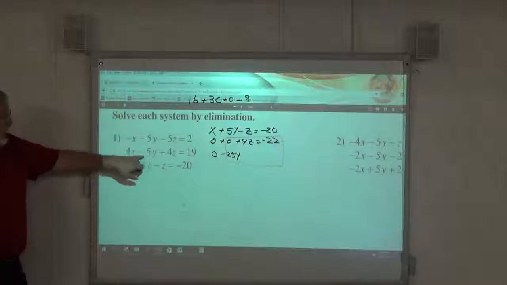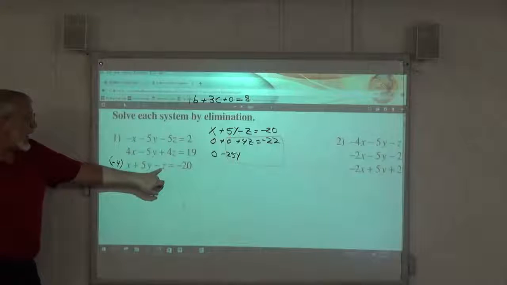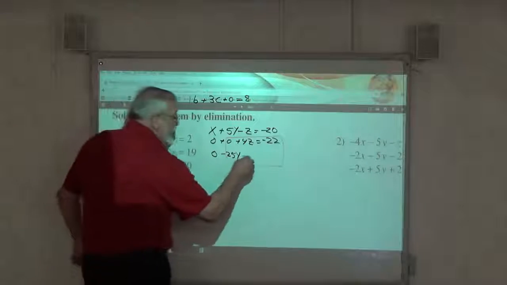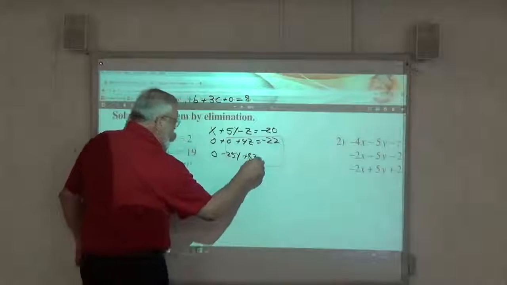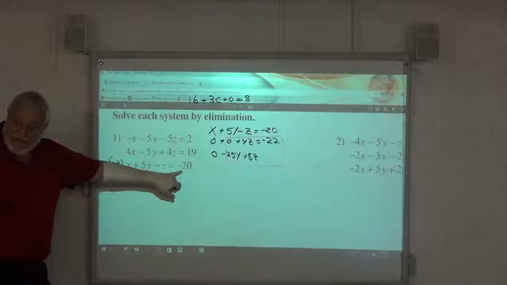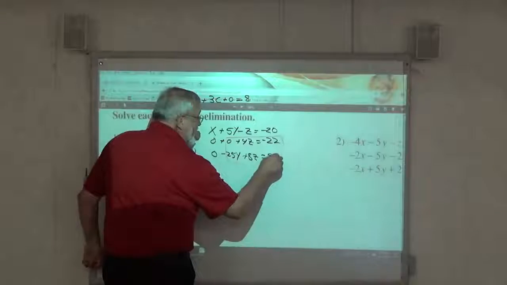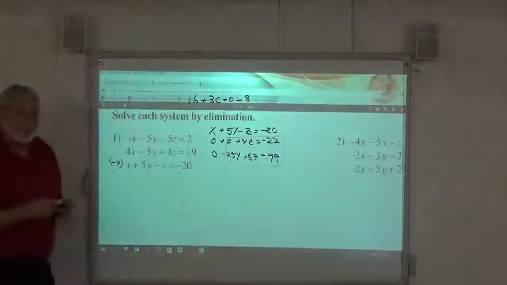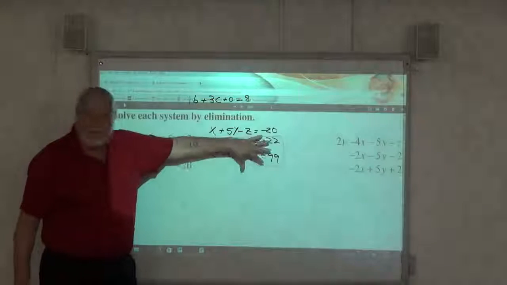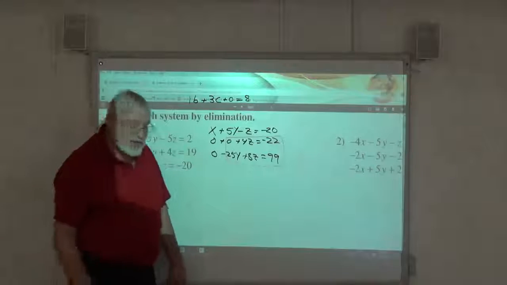Negative 20 plus negative 5 is negative 25. And then this is positive 4 plus 4, which is plus 8. Z, now this is going to be the hard one. This will be 80 plus 19, which is 99. Okay? Now, what's inside here, I can use Cramer's rule on, because I have 2 equations.